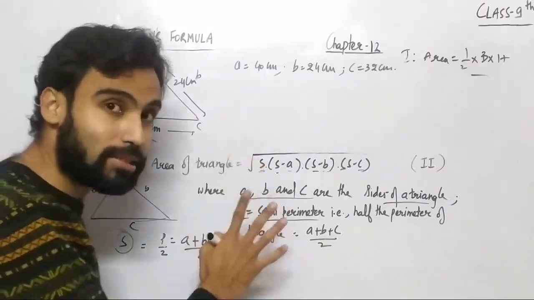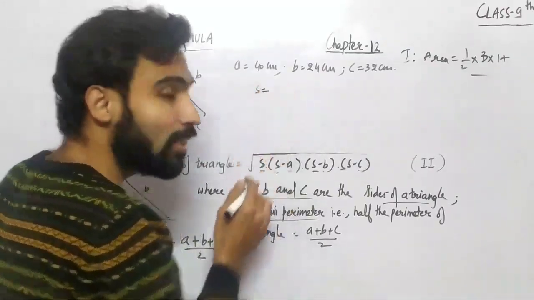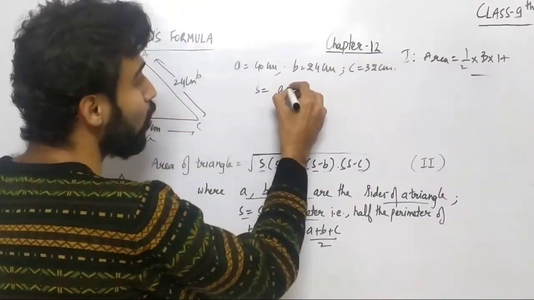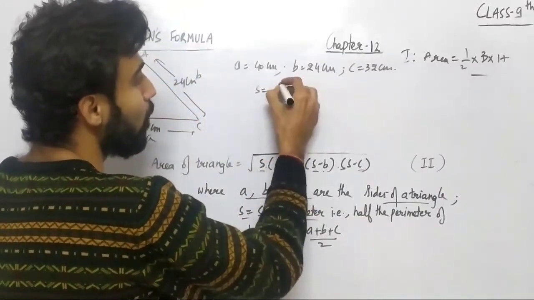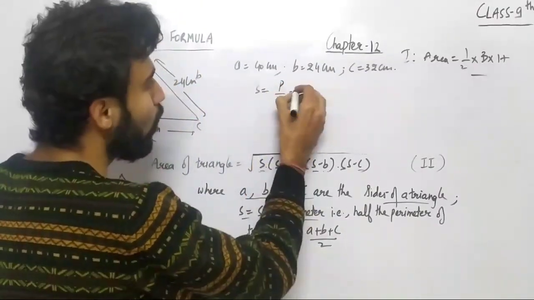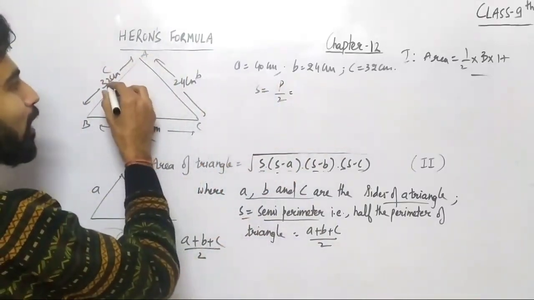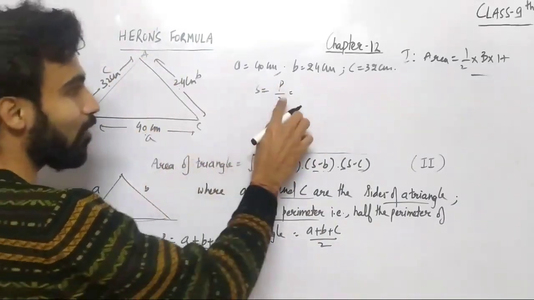Now talking about S. S, we know, is the semi-perimeter, which can be calculated by simply taking half of the perimeter, and we know the perimeter of this triangle can be calculated by simply adding these three sides and dividing by 2.